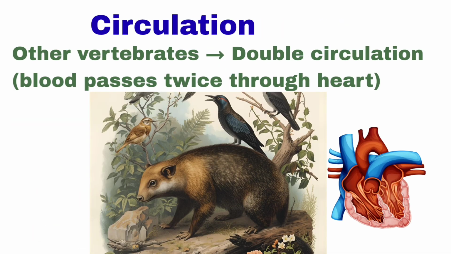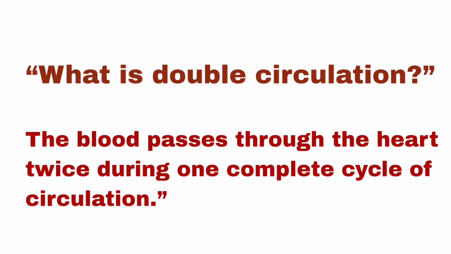But in other vertebrates, the blood passes twice through the heart during each complete cycle, and this is called a double circulation. So, what is double circulation? Double circulation means the blood passes through the heart twice during one complete cycle of circulation.